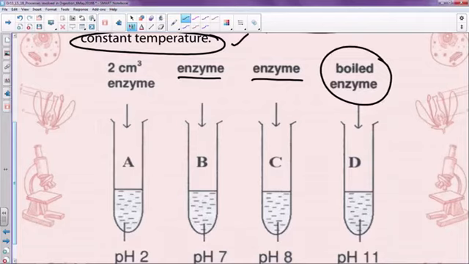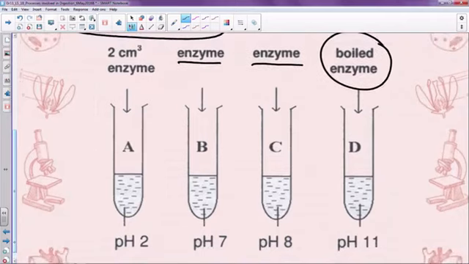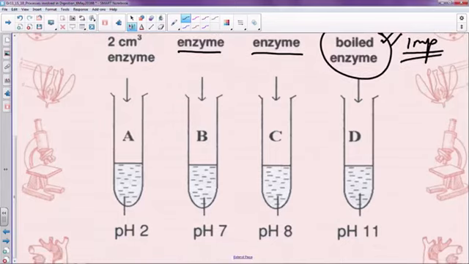And that is telling us quite an important concept of this experiment. In this, we've got to take note that the enzymes have been boiled, and that's quite important to understand going forward into the experiment. Let's look at the different pHs.